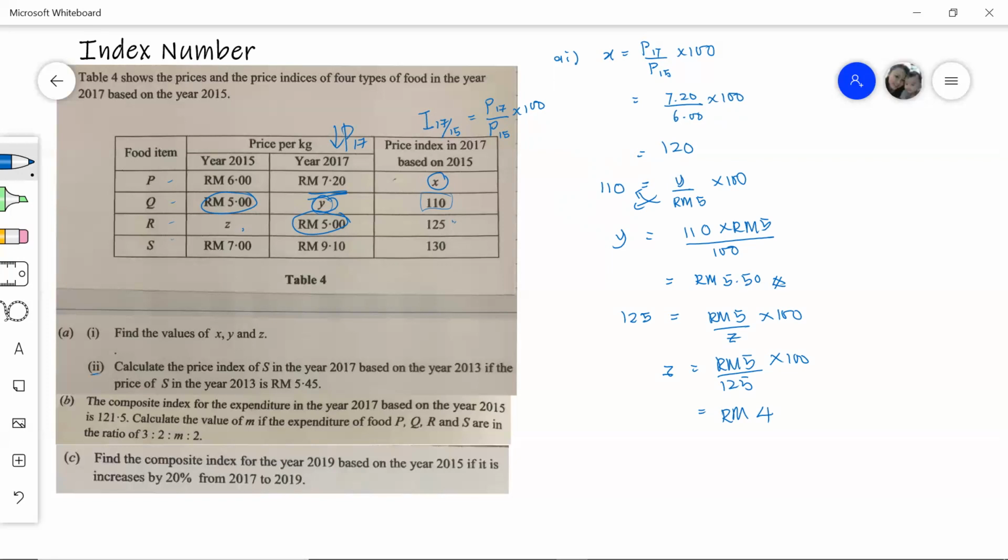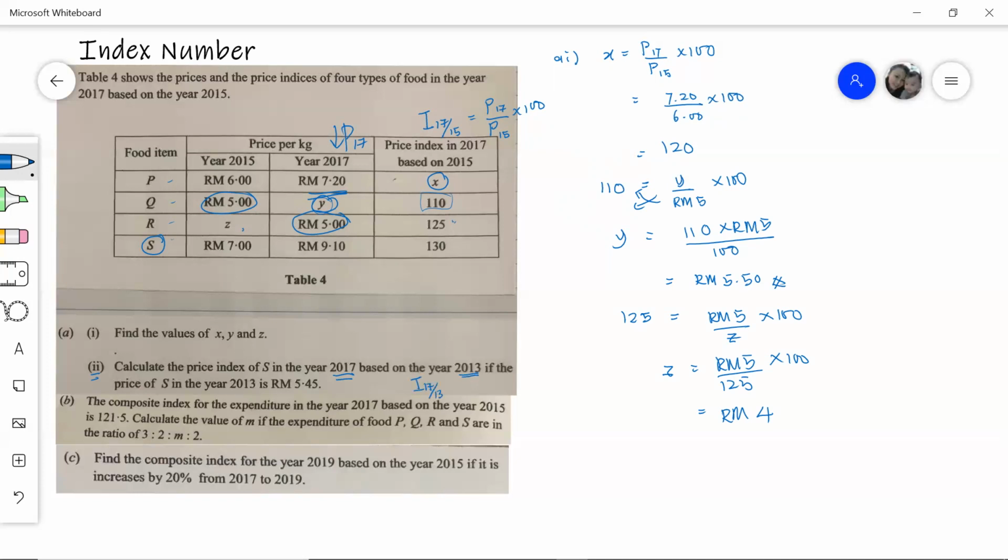Next, let's look at part two. In part two, what we need to do is to find the price index for item S in the year 2017 based in the year 2013. So what do we want? We want I 17 over 13.